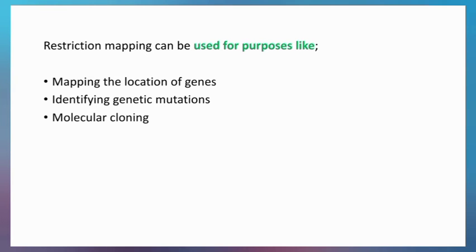And then we can also use restriction mapping for the purpose of molecular cloning, that is cutting or taking some gene from one species and then introducing it into a vector. We can use restriction mapping for that purpose. That is, through restriction mapping, we can get to know the gene that we are looking for and then insert it into the vector.